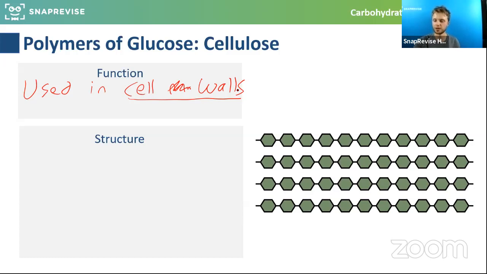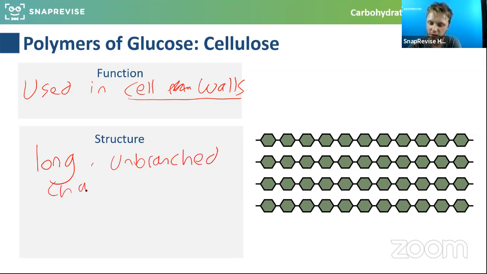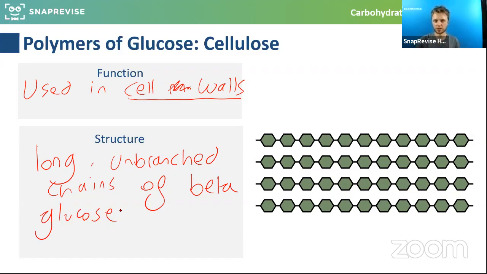Not every organism. Some organisms use something called chitin, which you possibly have heard of. Bacteria use something called peptidoglycan. But cellulose is used in the cell wall of a plant. Okay. In terms of its structure, it is made of long, I'm going to say unbranched here, just to make sure we've got the difference. Unbranched chains of beta glucose. Okay, so long unbranched chains of beta glucose.